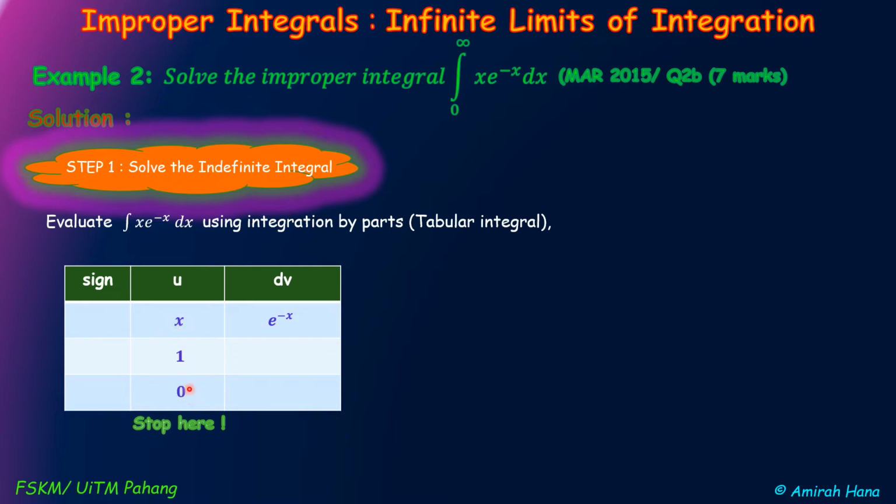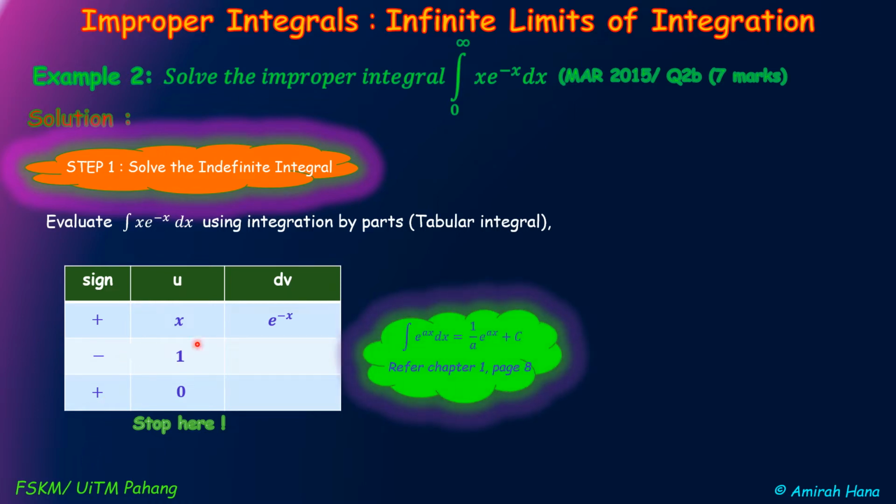After we finish column u, we can complete column sign. The first row in column sign should be a positive sign. Then we alternate the sign. After positive, negative, and then positive back. If we have a 4th row, 5th row, and so on, negative and then positive back. And after that we complete column dv. We already have e to the power of negative x in the first row in column dv.